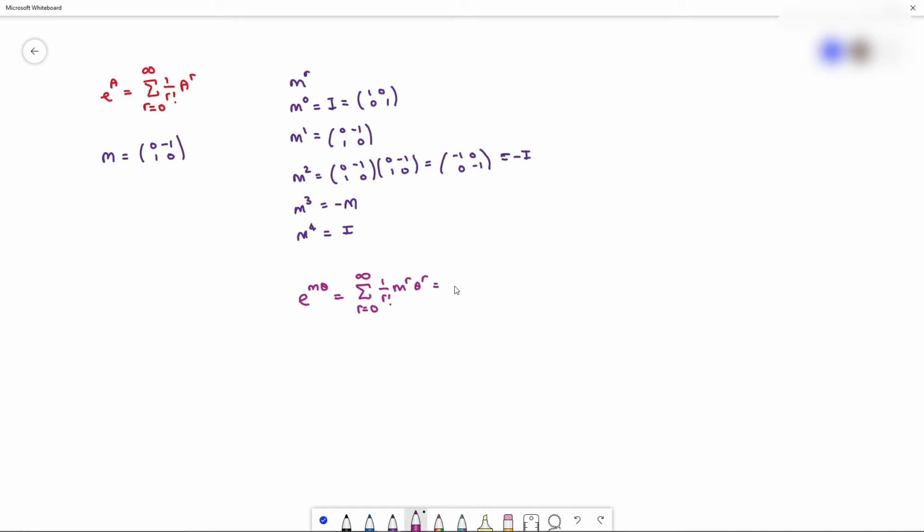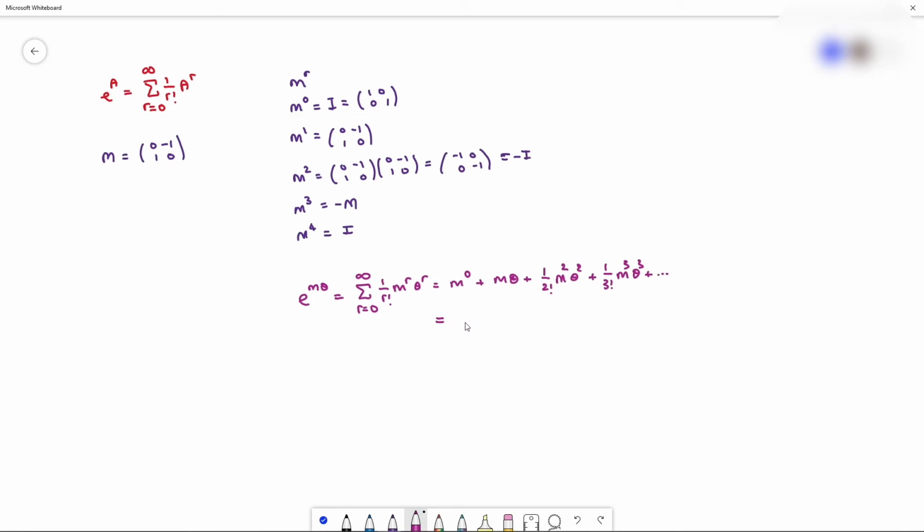Okay, so that's going to give us, when r is 0, we're just going to get M to the power of 0. When r is 1, we're going to get M theta. When r is 2, we're going to get 1 over 2 factorial M squared theta squared. When r is 3, we're going to get 1 over 3 factorial M cubed theta cubed, and so on and so on. So now I'm going to substitute the values for M squared, M cubed, and all that into here.